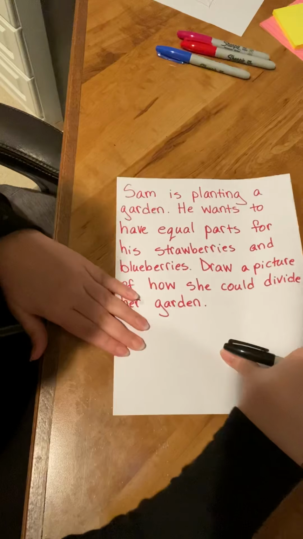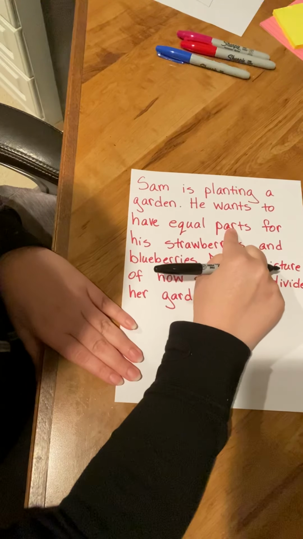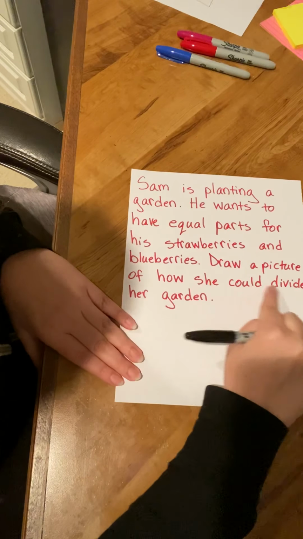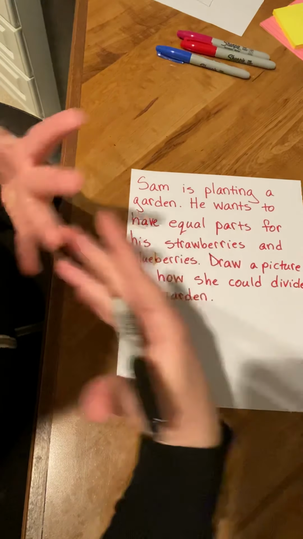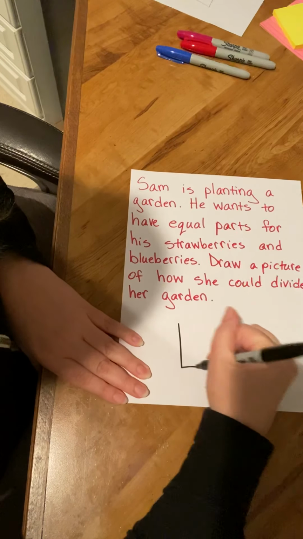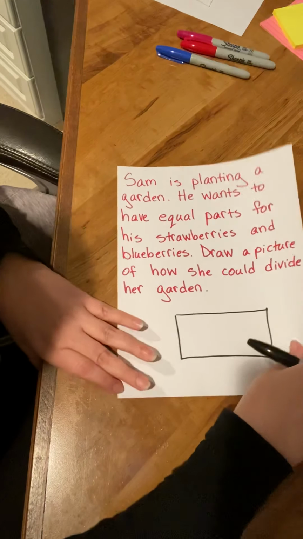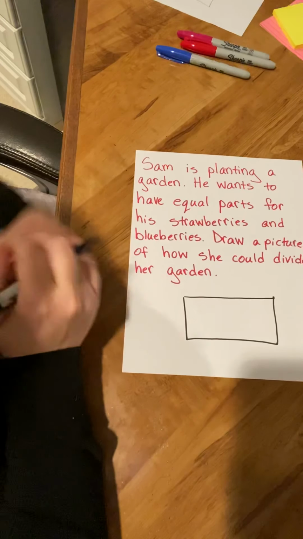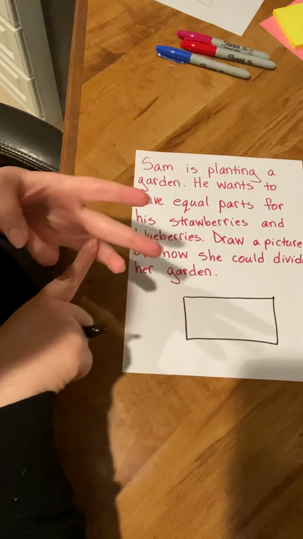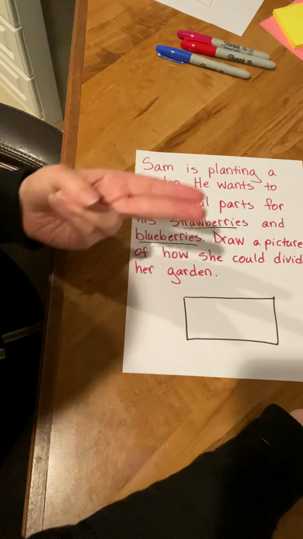All right, one last problem. Sam is planting a garden. He wants to have equal parts for his strawberries and blueberries. Draw a picture of how she could divide her garden. So think about what a garden looks like. To me, when I picture in my head a garden, I picture maybe like a rectangle shape. Now, she wants to have equal parts for her strawberries and blueberries. So is that going to be halves, thirds, or fourths? She has strawberries and blueberries, just 2, so halves.